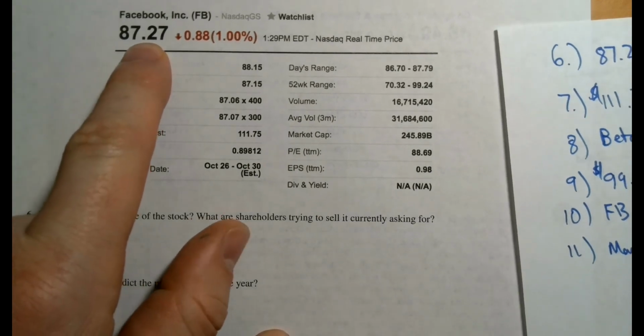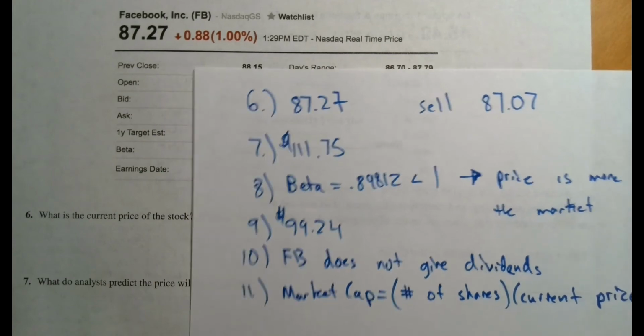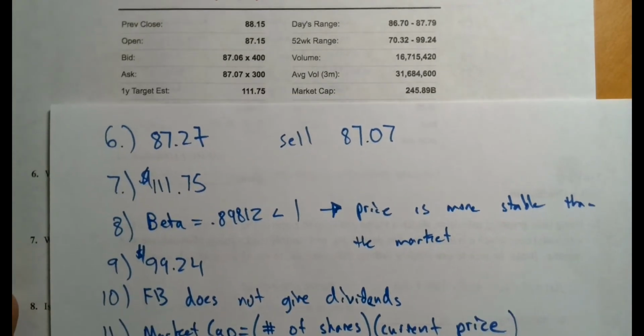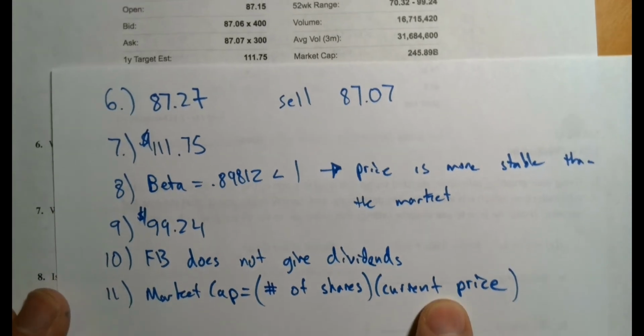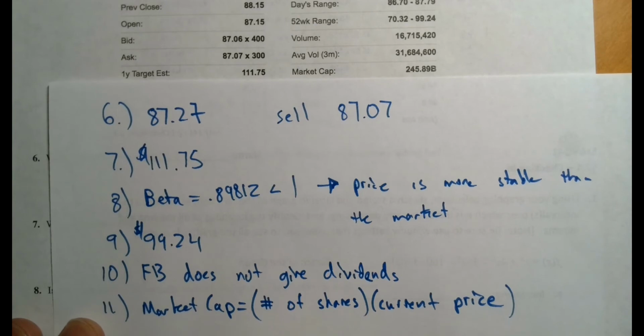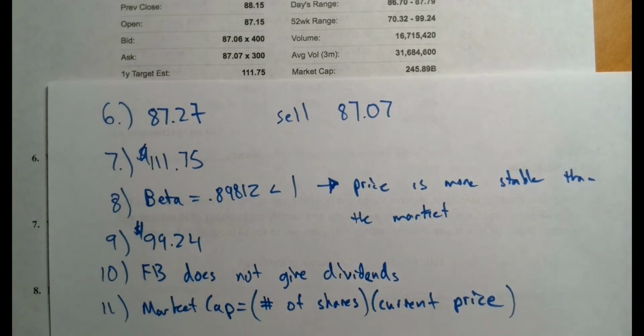Well, we were asked to find the number of shares. We don't actually know the number of shares, but we do know the current price and the market cap. So if we go back to my formula, all we have to do is divide the market cap by the current price, and we'll have the number of shares. So our market cap is $245.89 billion. And we're going to divide that by the current price, which is that big number in bold, 87.27, and this will equal the number of shares. So let me do that real quick. Now what I'm going to do in my calculator is type 245.89 divided by 87.27, and I get 2.817577633 billion shares.